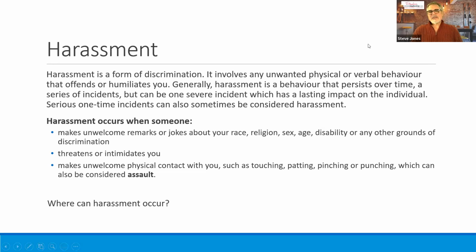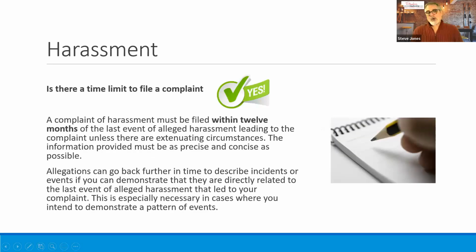And this harassment threatens or intimidates you, or the person makes unwelcome physical contact with you, such as touching, patting, pinching, punching, and so on. So harassment can occur at work. It can also occur out of work, so it doesn't necessarily have to be in the workplace.